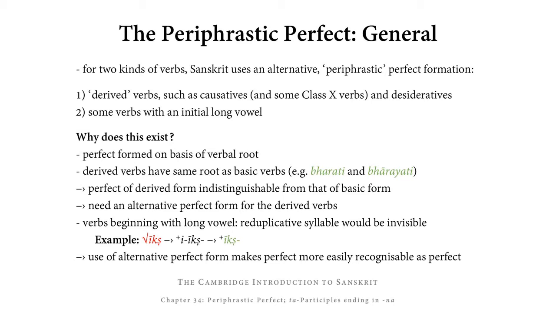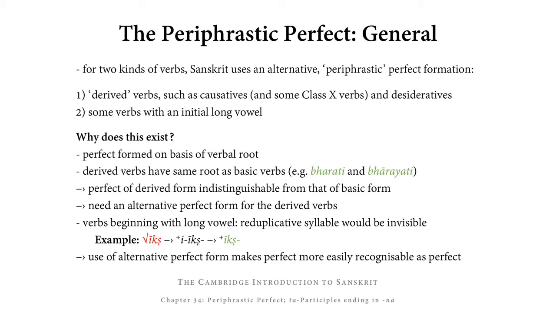Now, for two kinds of verbs, Sanskrit uses an alternative so-called Periphrastic Perfect formation. First of all, it uses it for derived verbs such as causatives and desideratives, and also some class 10 verbs which are formally very similar to causatives. And secondly, it uses it for a number of verbs that have a root initial long vowel.